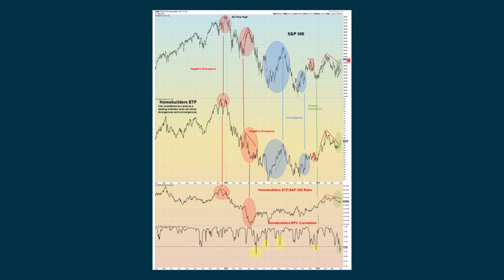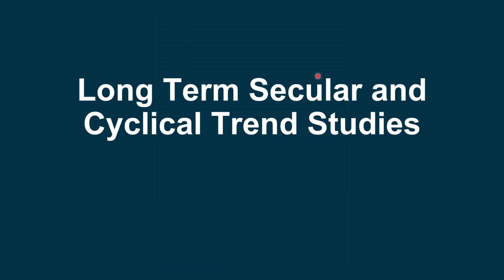Then the home builders, keeping an eye on this. The S&P has been going up. The home builders have been going up, but the ratio between the two is not showing a lot of strength right now. So when we look at the bottom, the correlation is really breaking down. If you look at other times when we saw a really low reading, that often marked a top in the S&P. So we're keeping an eye on that one.